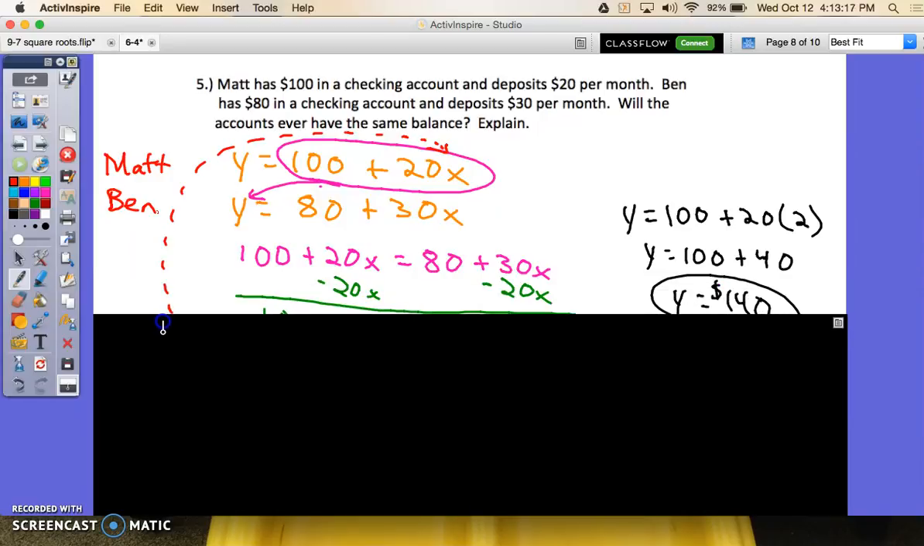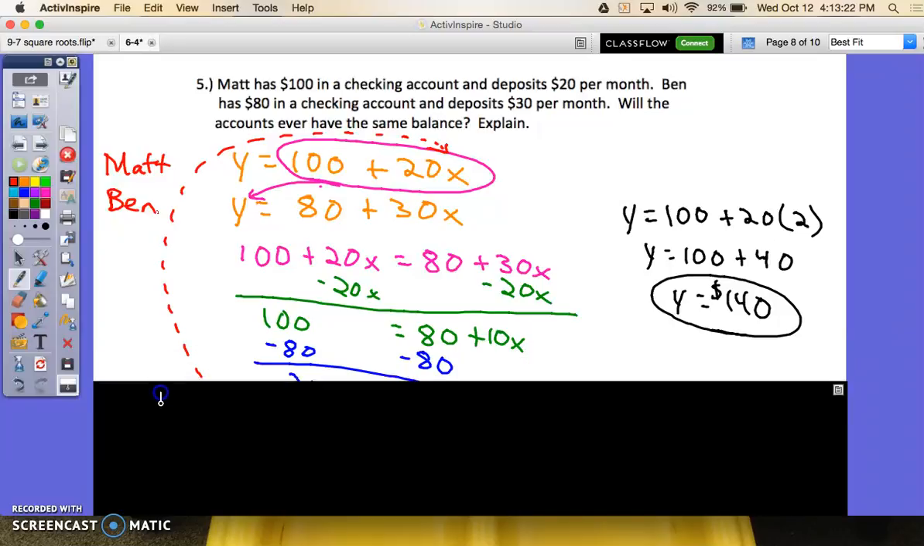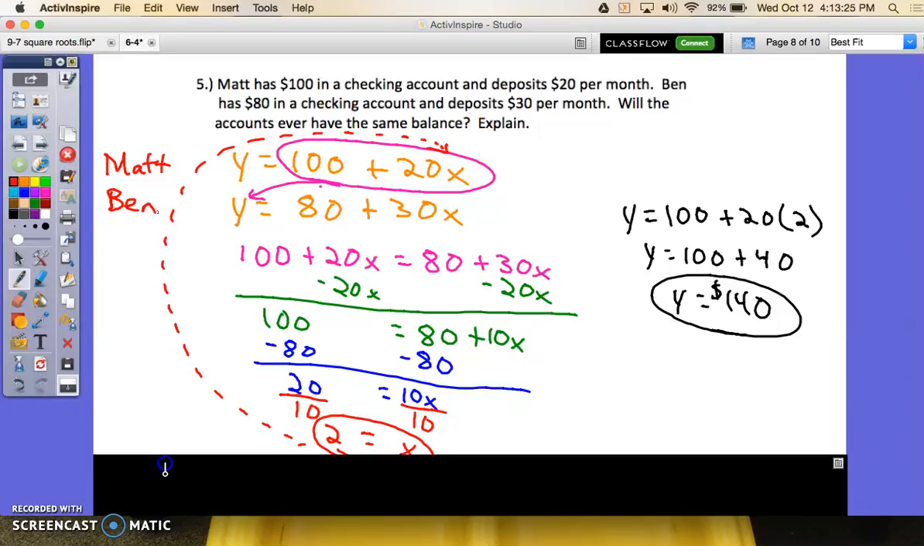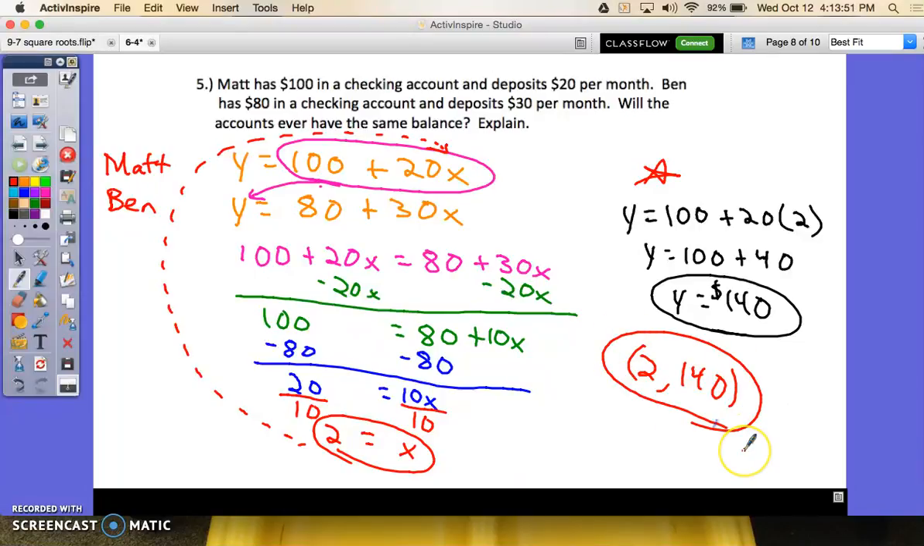Subtract 20x from both sides. Subtract 80 from both sides. Divide by 10, and we would see that in 2 months, they would be equal in value. I can take my 2, plug it back in for x, which I did over here, and I see that 2 times 20 is 40. 40 plus 100 is 140. So these two will have the same amount of money in their accounts at month 2, and at month 2, they will have $140 in their bank account.